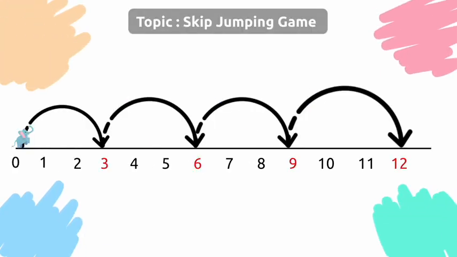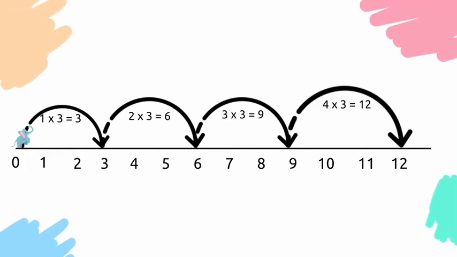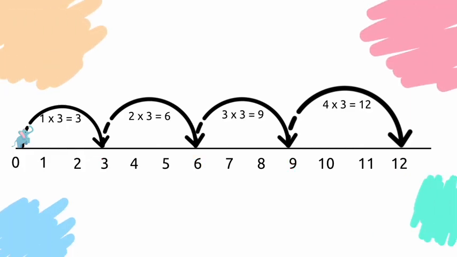Next topic, skip jumping game. Let's play the skip jumping game. Start at 0, jump to 3, then 6, 9, 12. Each jump is 3 more. That's called skip counting by 3.